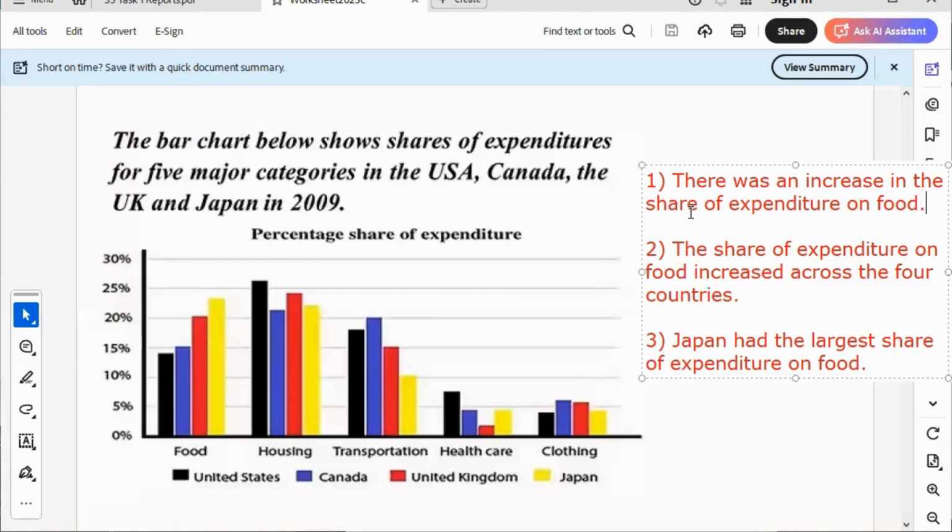Now, let me tell you the correct thing. The correct sentence is actually sentence number three. Sentence one is rubbish. Sentence two is nonsense. Sentence three is the correct thing. Why? Because nothing increased there. There's nothing that increased.